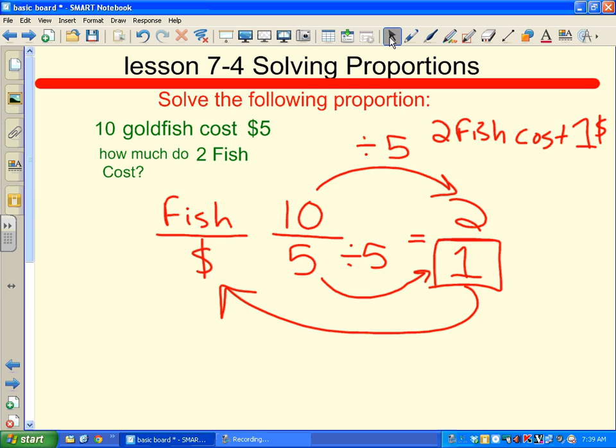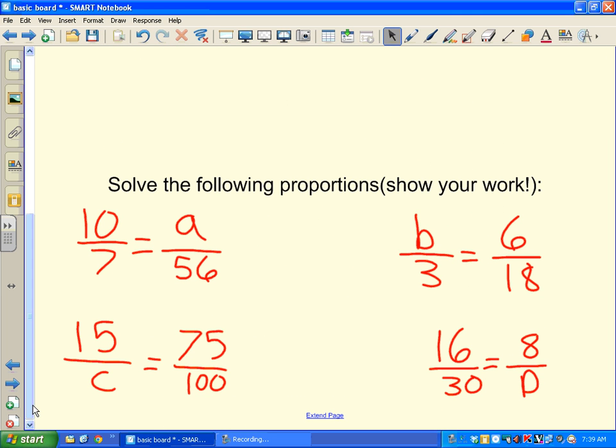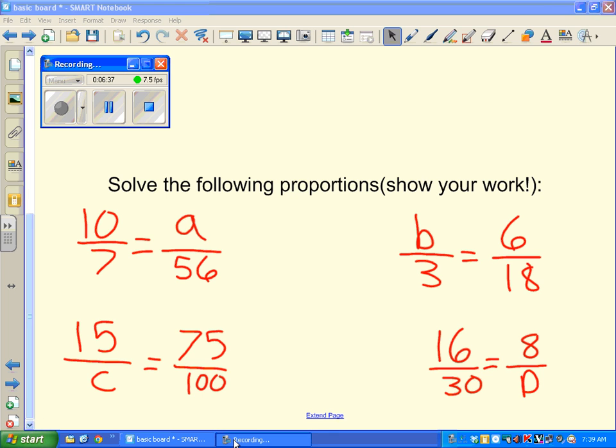Very simple. All right, ladies and gentlemen, here are 4 problems that you need to do before you can go on and do your homework. 10 over 7 equals A over 56. B over 3 equals 6 over 18. 15 over C equals 75 hundredths. And 16 over 30 equals 8 over D. Show all your work. Good luck, and come to me when you're done.